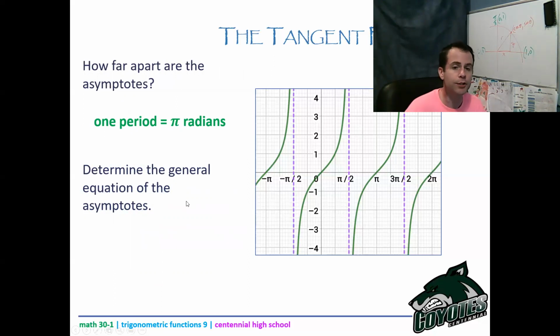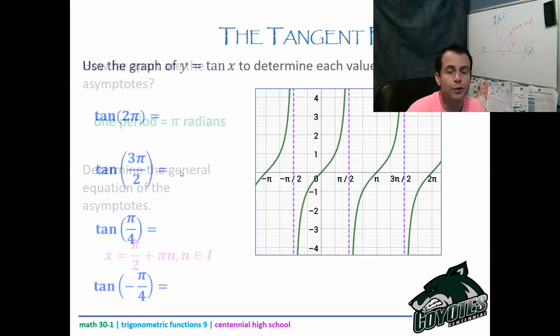Determine the general equation of the asymptotes. See if you can write that down yourself. And my hint is you already did it. You have already written that somewhere else in the last couple of questions. So go back for a second, see if you can find it. And what I want you to notice is it was actually the non-permissible values of your domain. So this time, instead of saying x can't equal that, we're saying x does equal that because we've been asked to do the equation of the asymptotes.